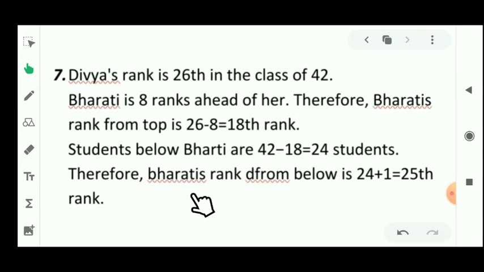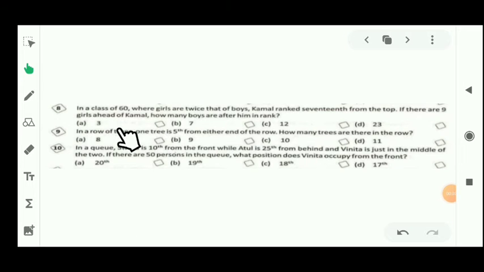So Bharti is from below 24 plus 1, that is 25th rank. So Bharti's rank from below will be 25th rank. Let's see student question number 8.